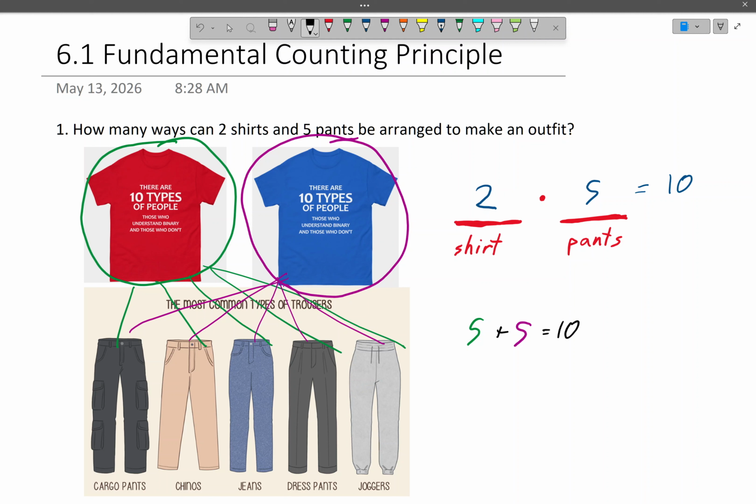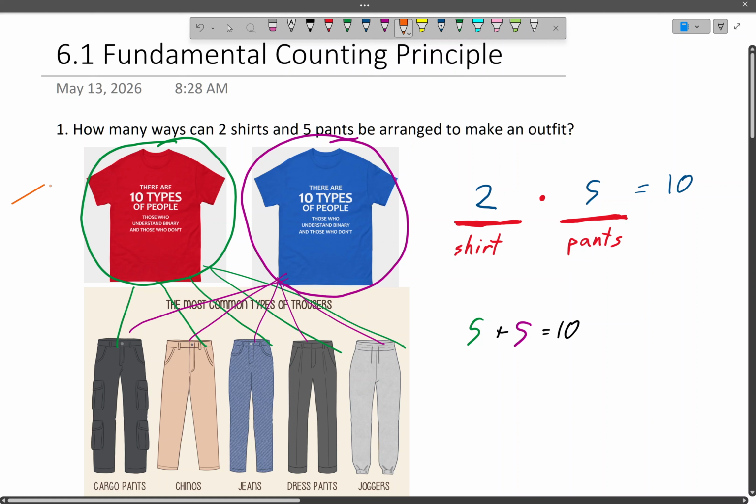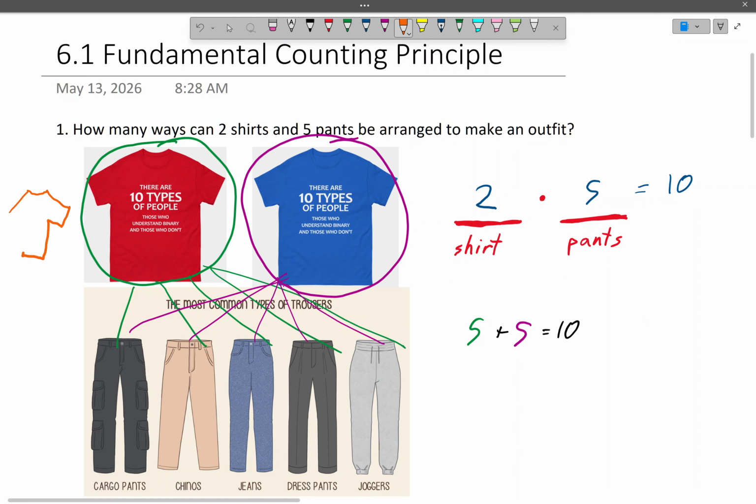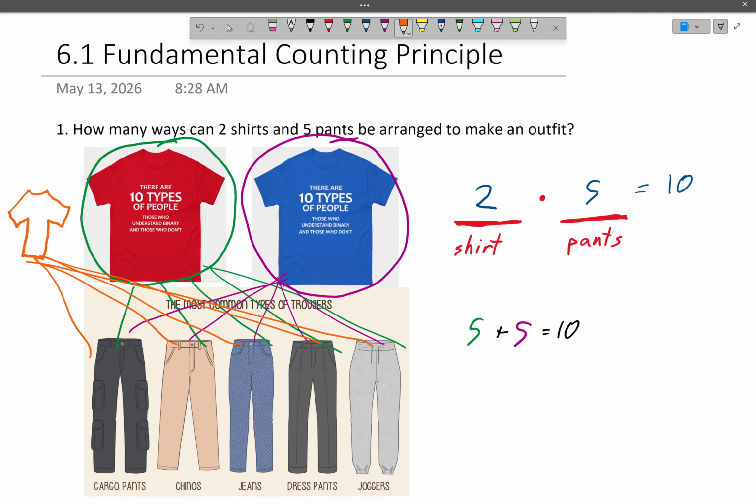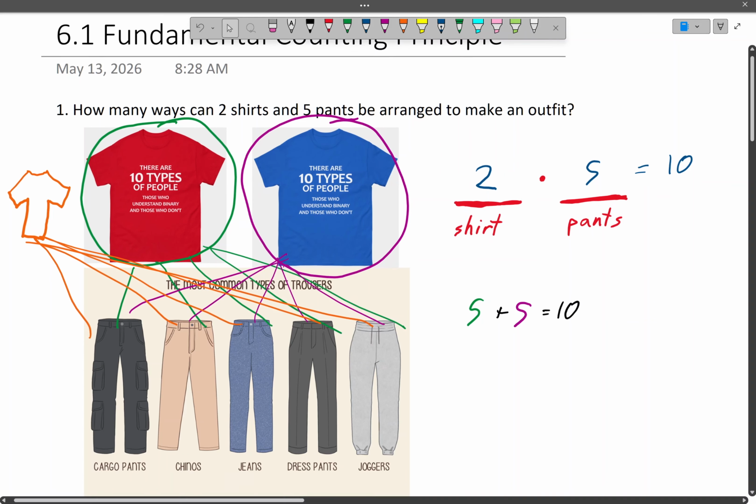But if we can generalize this, if we add another t-shirt, oh, that's not working very well. If we add another t-shirt, then how many more options do we add? We add another 5 options, right? And so every time we add a t-shirt, we're just adding another 5, and if you add the same number over and over again, that just means multiplying. And so that's why we do this, and this is called the fundamental counting principle.